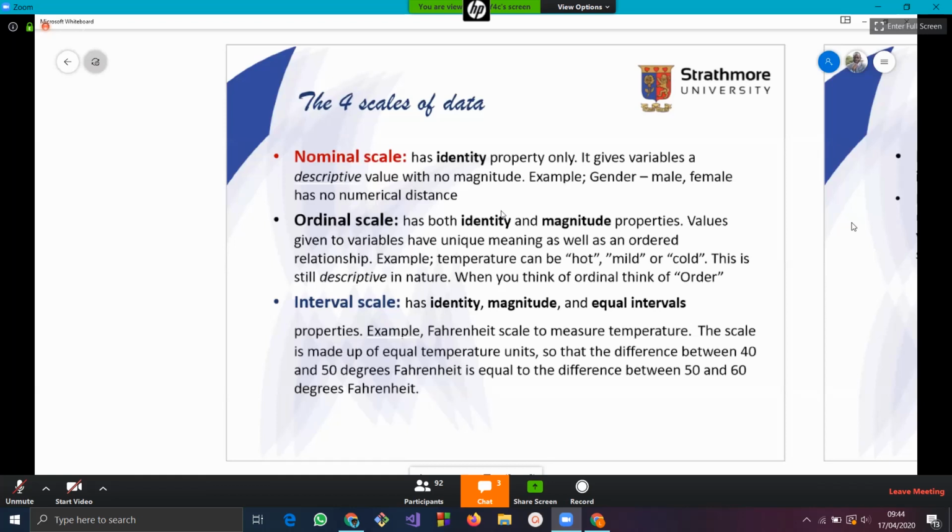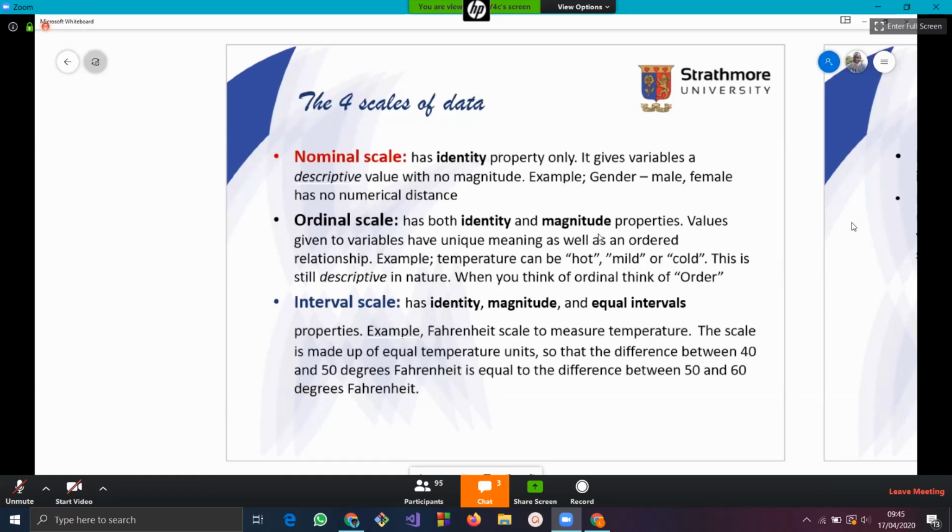Then number 2, there is what we call an ordinal scale. This has both identity and magnitude. The best way of thinking of an ordinal scale is that it gives order. There's like a hierarchy or category. For example, here, temperature can either be hot, mild, or cold. So we already know hot somehow seems to be a bit higher than mild, which seems to be a bit higher than cold.